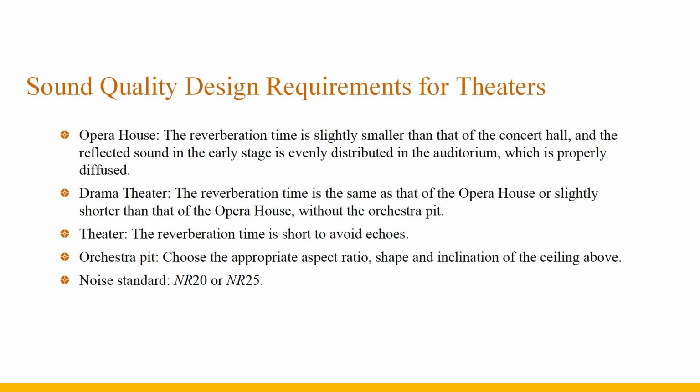There is a separated stage place, usually an orchestra pit and an electroacoustic system. The reverberation time of opera halls is slightly smaller than that of the concert hall, and the early reflected sound should be distributed evenly in the auditorium, and proper diffusion treatment should be done. The reverberation time of a drama theater can be the same as opera halls or slightly shorter than opera halls. Generally, the orchestra pit is not used, and the accompaniment is set on the side stage.